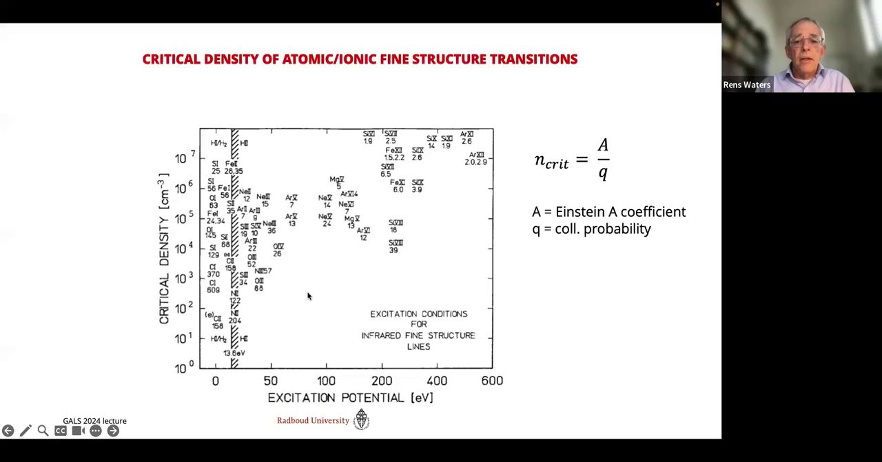You can see here that these lines probe an enormous range in density, 7 orders of magnitude, but they also probe an enormous range in excitation potential. That means that we have access to lines that probe very hot coronal gas. For instance, up here in this diagram, you see very high ionizations of, for instance, iron or silicon. But you can also go down here and probe very low density gas that's neutral or singly ionized.